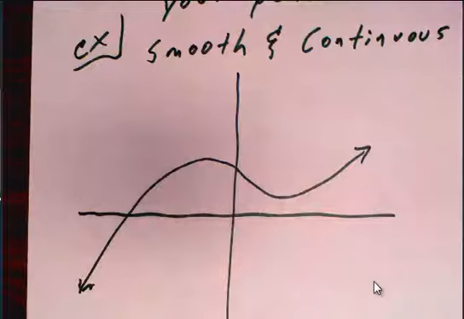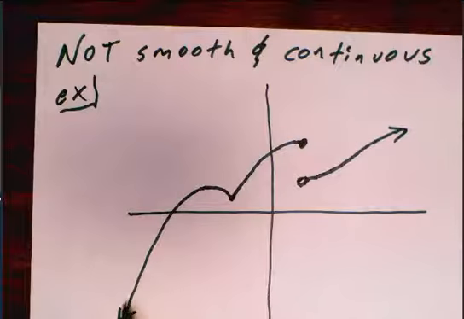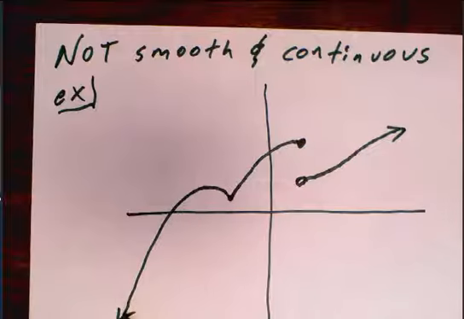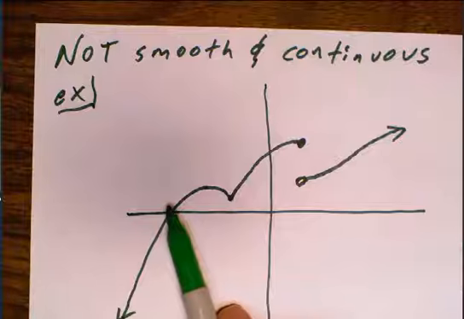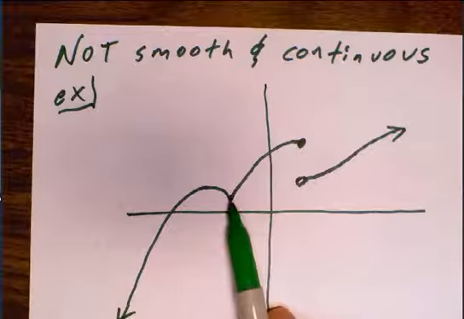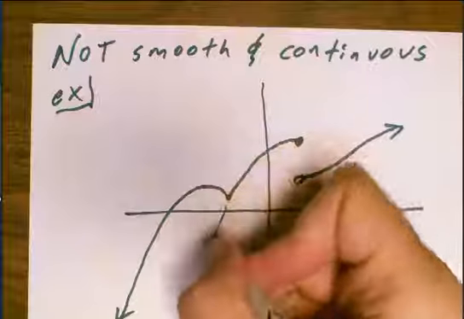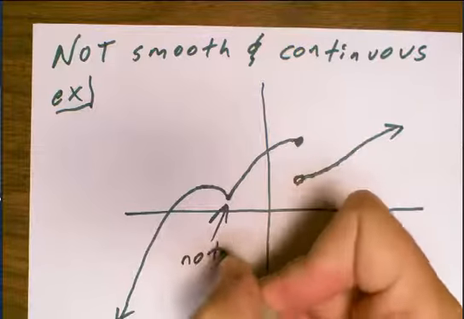So what's an example of something not smooth and continuous? Kind of like this video. Anyway, why is this not smooth and continuous? Smooth means there's no sharp turns or jagged edges. So we've got a function here. It's coming along. For every input, there's only one output. But then right here, it's kind of jagged. So here we'd say that's not smooth.